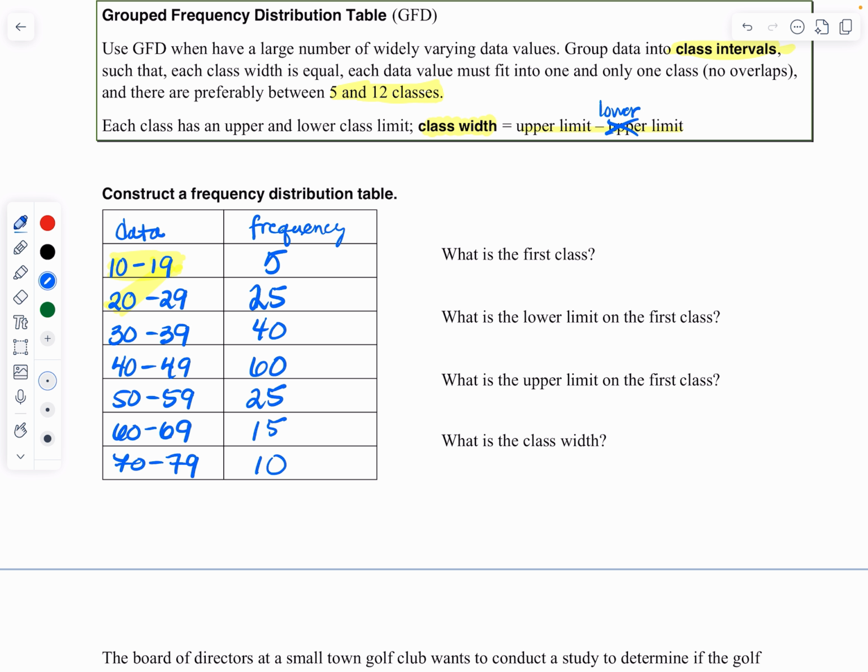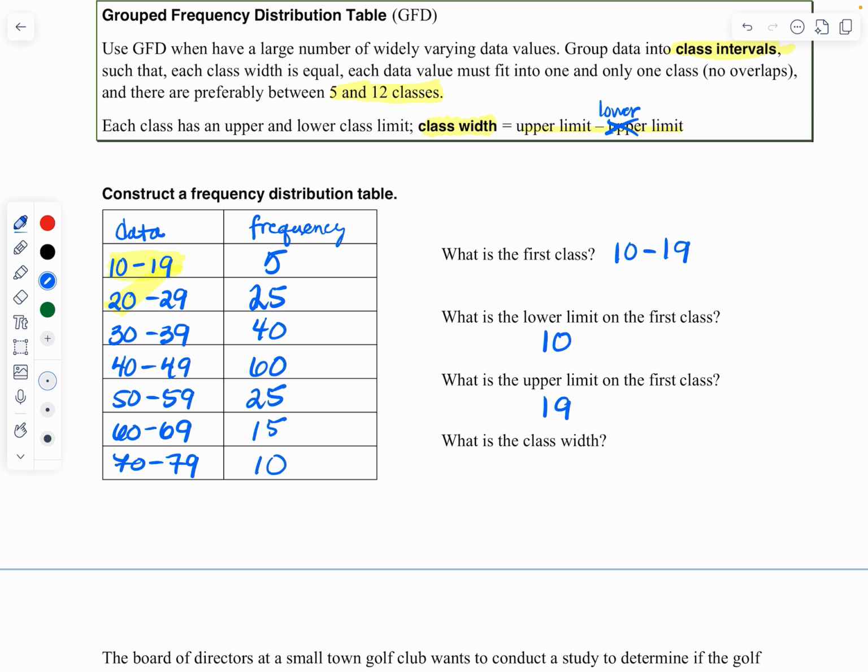So what is the first class? The first class is the smallest one you see, which is 10 to 19. What is the lower limit of the first class? The lower limit is a smaller value, so it is 10. What is the upper limit of the first class? That's the upper one, which is 19.